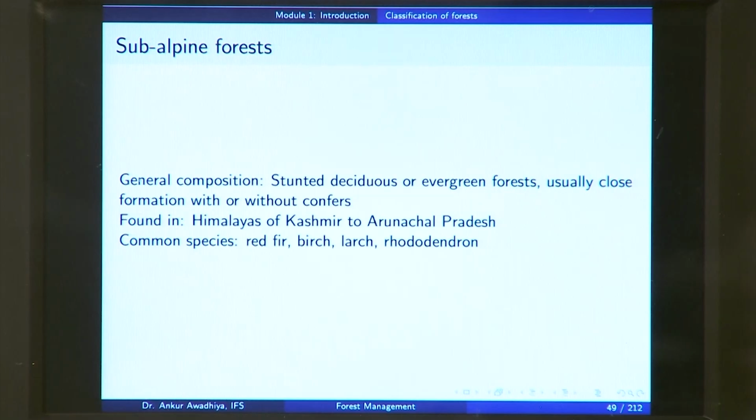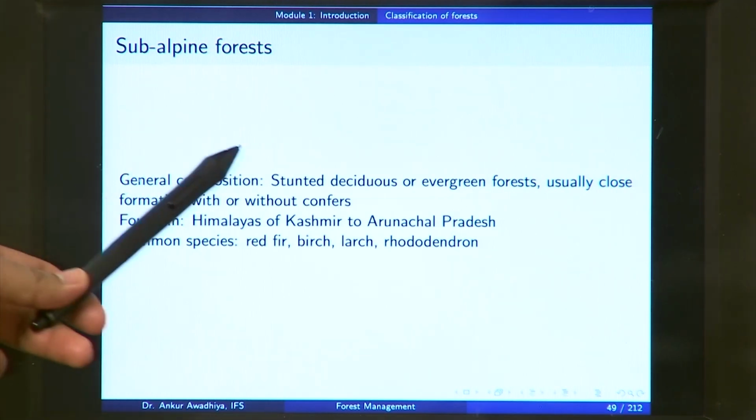Next, we have subalpine forest. Subalpine means that these are moving towards very cold regions. The general composition is stunted deciduous or evergreen forest. Now, these are cold regions because these are away from the equator. The amount of sunlight that is falling in this region is less, because of which these regions do not receive adequate warmth, and there is a less amount of energy that is available for the growth of plants.